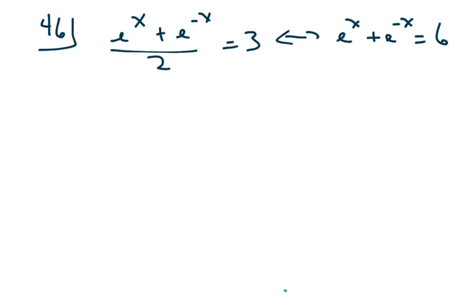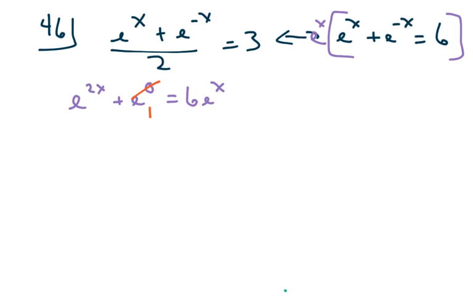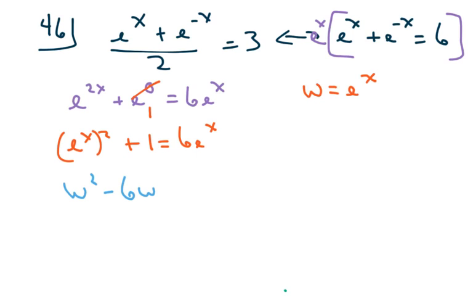Next step, multiply everything through with the hint. The hint is multiply everything through by e to the x. So we're going to get e to the 2x plus e to the 0 equals 6e to the x. This equals 1, and I'm going to let w equal e to the x. And I'm going to go ahead and rewrite this one. This is e to the x squared plus 1 equals 6e to the x. I'm going to let e to the x equal w at this point, so w squared minus 6w plus 1 equals 0.